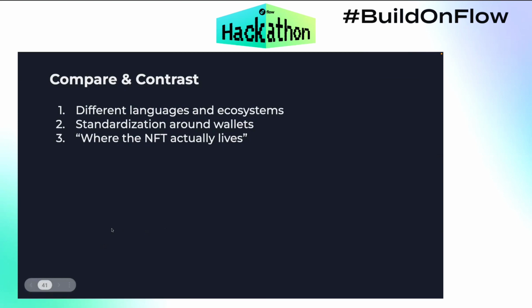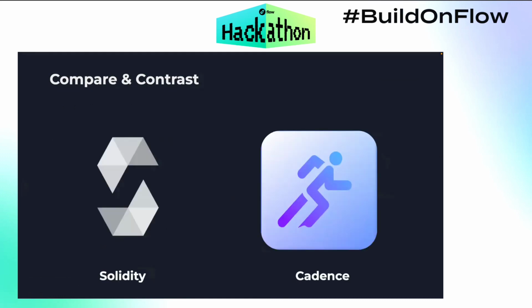That was a lot. So I want to start comparing and contrasting the different languages, the different ecosystems, what the wallet scene looks like, and really understanding where the NFT actually lives, which is probably the biggest advantage of Flow over Ethereum. So when we talk about Solidity versus Cadence, Cadence is the language you use to create contracts on Flow, as you just saw. So there's a few things that are different. So first of all, with Solidity, I'll go through pros and cons, right?